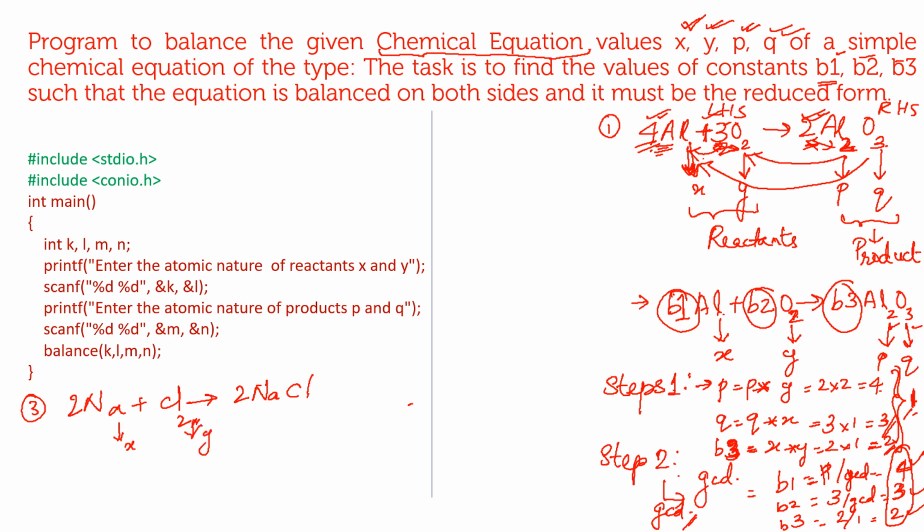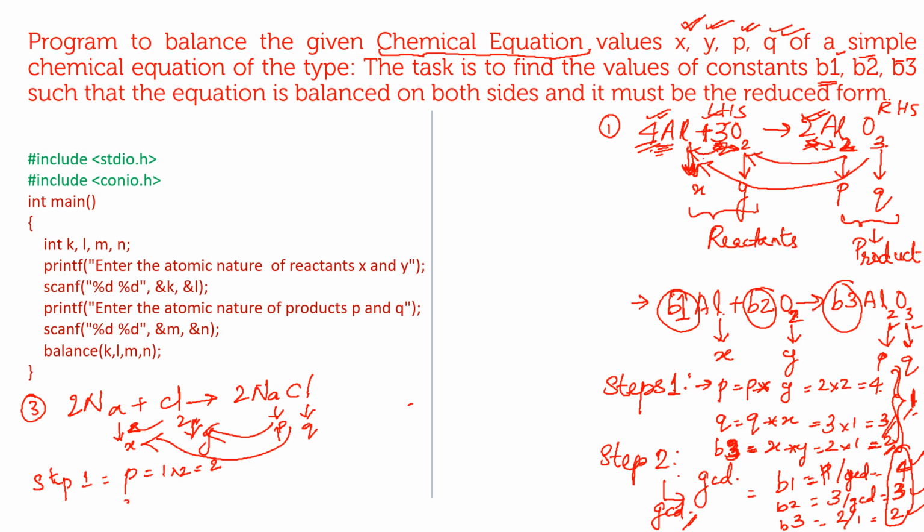What is your p and q? P is equal to 1, right? And q is equal to 1. So what is your step 1? Step 1 is p into y, then q into x. Step 2, then x into y. That is your third equation, right? So what will be your new value for p? P will be equal to p into y. So 1 into 2, which is equal to 2.